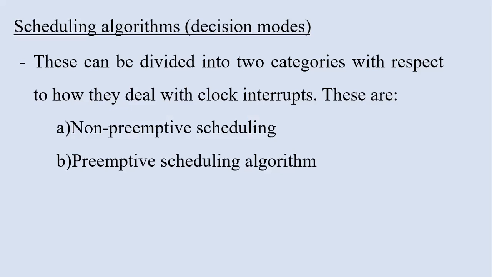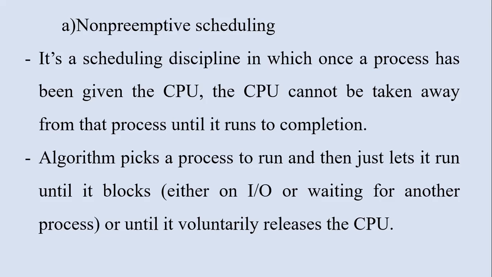So which are the main scheduling algorithms or decision modes? These can be divided into two categories with respect to how they deal with the clock interrupts. These are the non-preemptive scheduling algorithms and the preemptive scheduling algorithms. So let's begin with the non-preemptive scheduling algorithms. These are scheduling disciplines in which once a process has been given the CPU, the CPU cannot be taken away from it until it runs to completion.